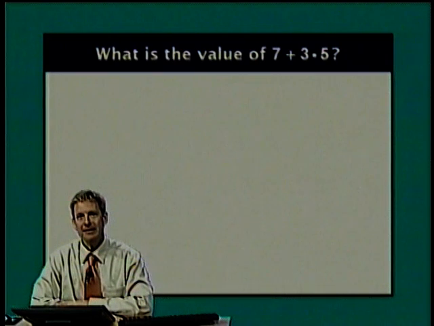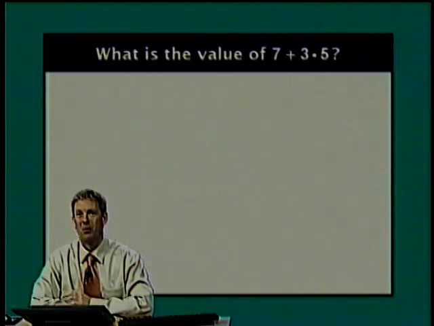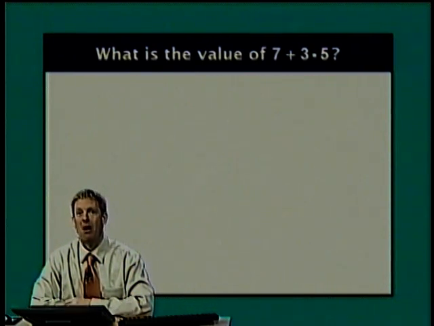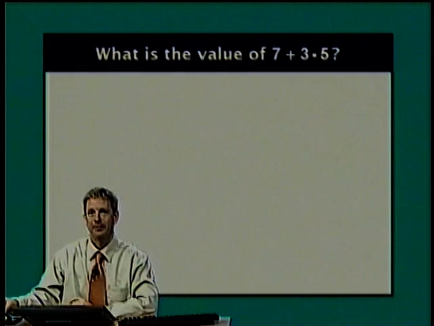Let's begin by talking about the order of operations. Let's consider the simple arithmetic problem 7 plus 3 times 5. Even though this is a relatively simple problem, it's actually rife with danger because two people who haven't learned about what we call the order of operations when calculating this arithmetic problem could potentially come up with two different answers.